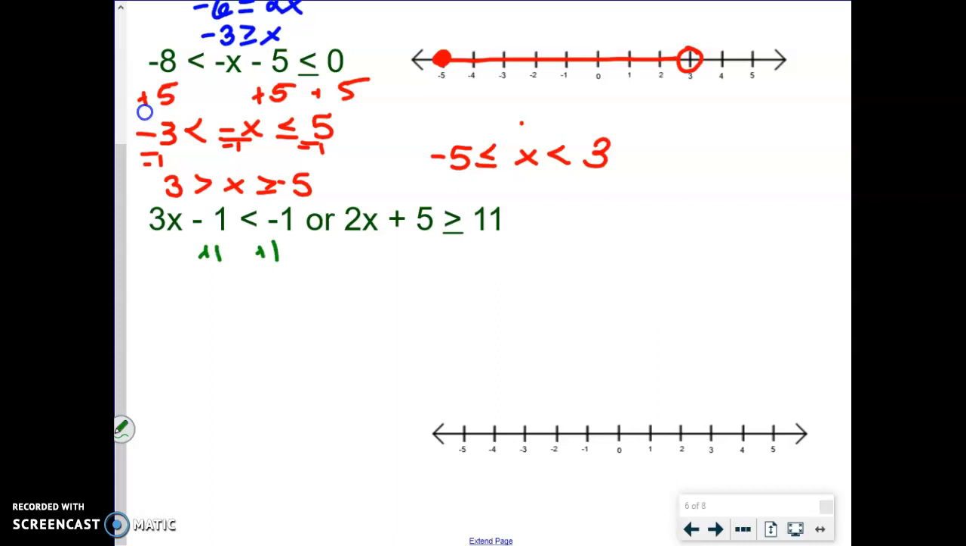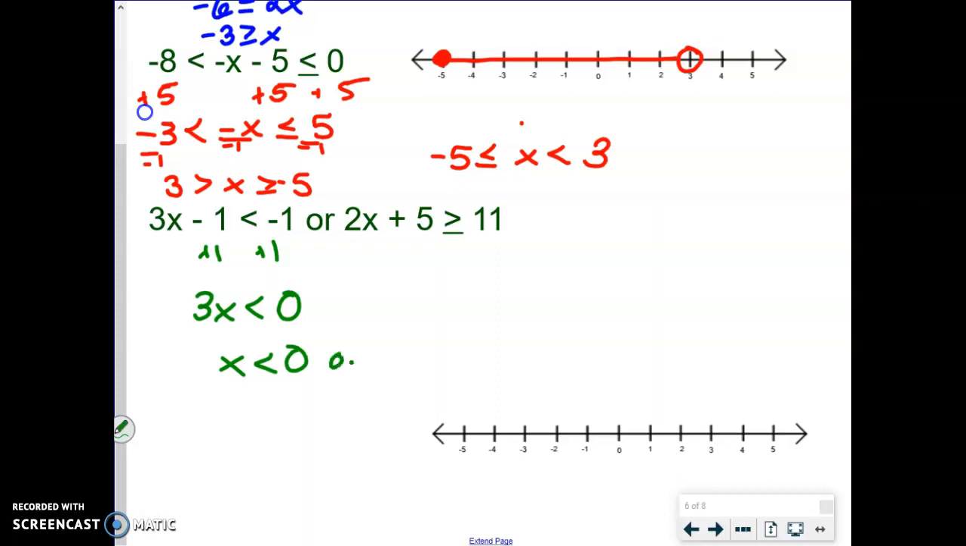Add 1 to both sides. Get 3x is less than 0. Divide by 3, and x is less than 0. Don't be afraid when you get 0 as an answer or part of your thing. Zeros are numbers, just like a 1 or a 2, right? They're perfectly good answers and correct.